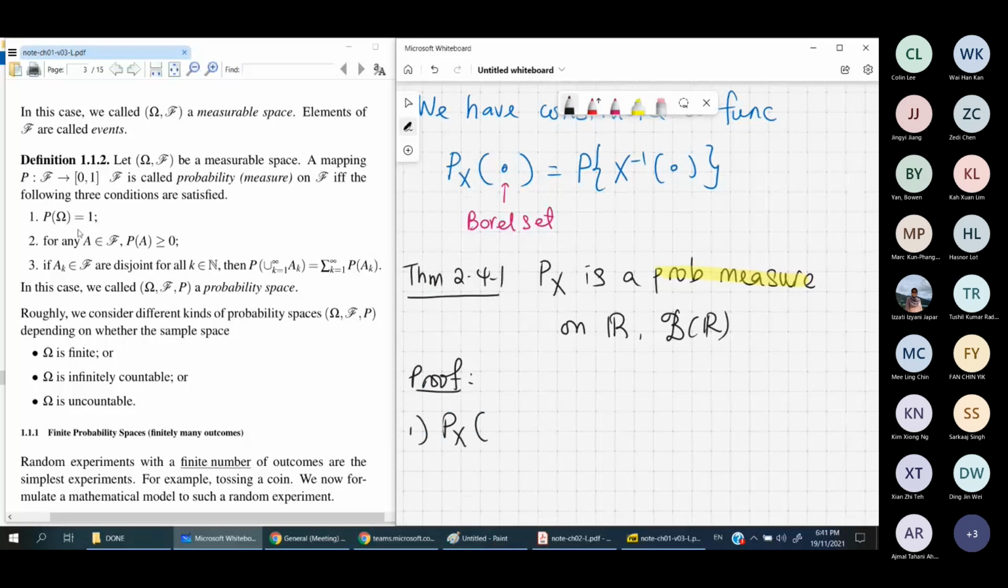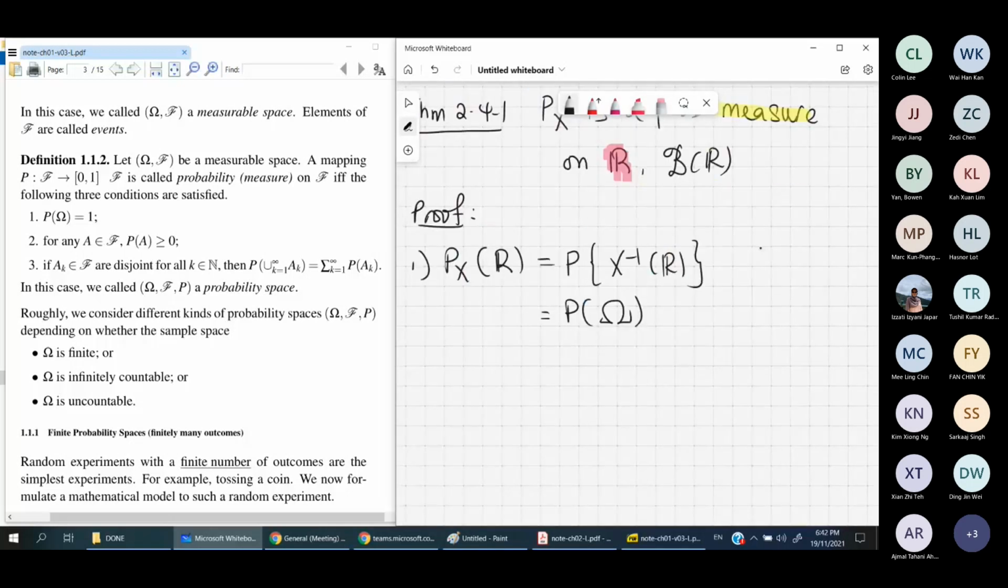So PX of, because now we are doing this on R, we take this to be our new omega, which is R. So PX of R, according to the definition, is P of X inverse of R. R is the whole thing, so when you reverse back, that will be P of omega, and this must equal 1. The reason is because P is a probability on omega, so this must always be so. That's why the first criterion passes. So we go to the second one.